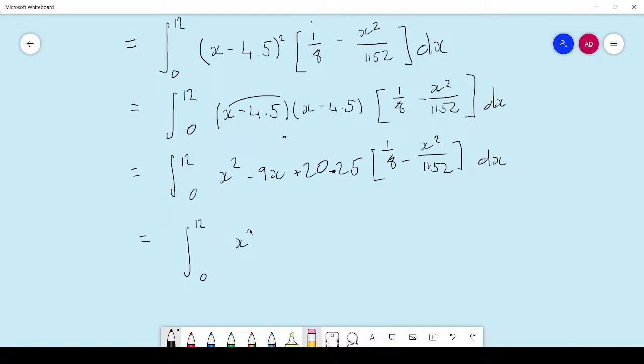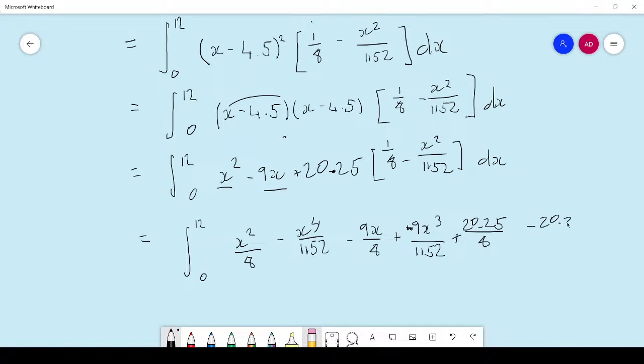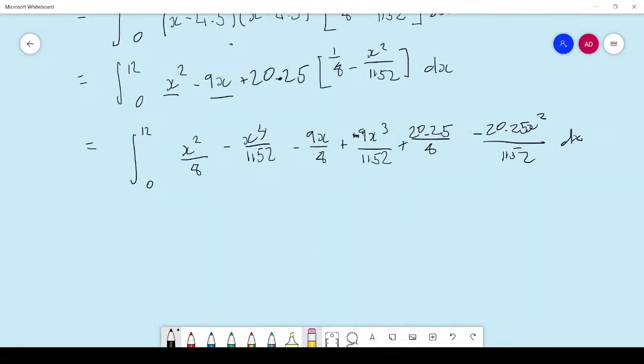So you just multiply each term with the other term. We'll do the x squared term first. It'll be x squared on 8 minus x to the 4 on 1152. We'll do negative 9x. So negative 9x on 8 plus 9x cubed on 1152. One more term to go: plus 20.25 on 8 minus 20.25 x squared on 1152. That's a handful. Yeah, that's fine. This should be manageable. Just take your time with doing that expansion there.